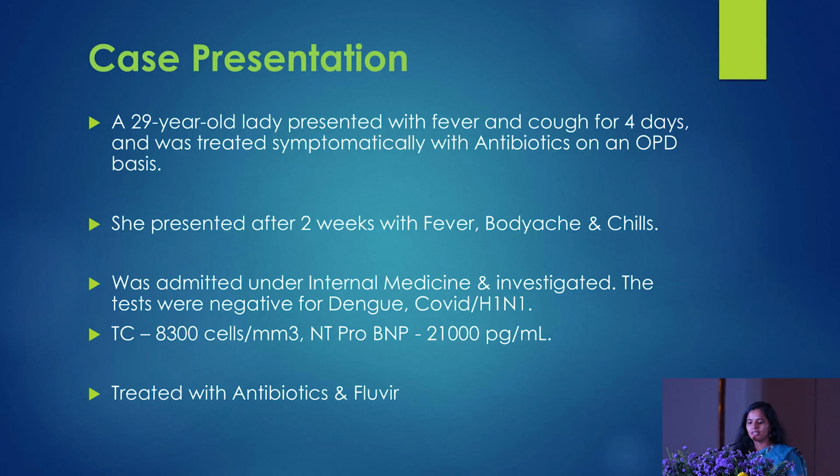A 29-year-old lady presented with fever and cough for 4 days and was treated symptomatically with antibiotics on an OPD basis. She presented after 2 weeks with fever, body ache and chills. So she was admitted through the ER to internal medicine and further investigated. She tested negative for dengue, COVID, H1N1. Her total count was 8,300 cells per mm cubed. NT-proBNP was 21,000 picogram per ml. She was treated with antibiotics and Lasix.